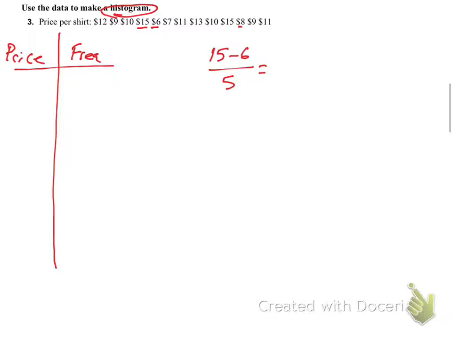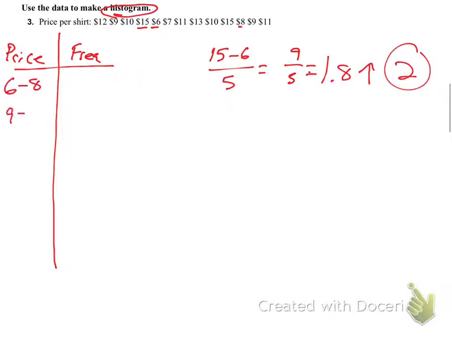And what that would give you is 9 divided by 5. So that's going to give us the decimal. 9 divided by 5 is equal to 1.8. So let's just round up to 2. So my intervals are going to be 2. I start with my lowest number, which is 6, so it'd be 6 to 8, then 9 to 11, then 12 to 14, and then 15 to 17.